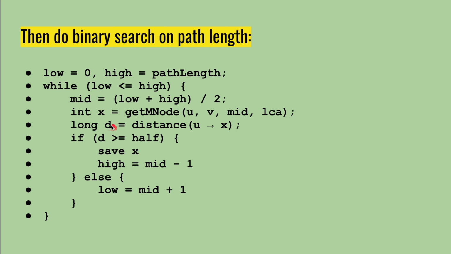So you will get that X, you will get that D, and you will check if it is greater than or equal to half, and save this X, right? And we'll say high equal to mid minus 1, else mid plus 1 will become the low. Like this, you know the binary search. I will not talk much about the binary search because the video will become too lengthy.